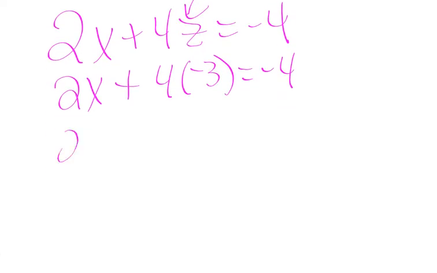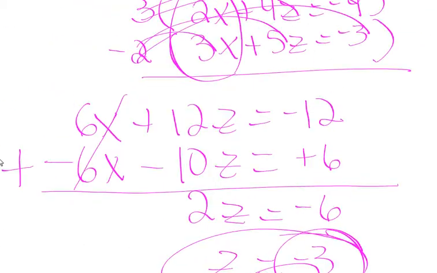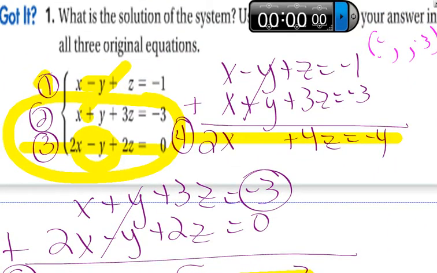Alright, so we get 2x minus 12 equals negative 4. So 2x equals 8, so x is equal to 4. Now we've got our second variable solved. So we've got 4 for x and negative 3 for z. Now that we have two variables solved for, just pick either equation 1, 2, or 3 and plug in your 4 and negative 3, and you will get your y solution.